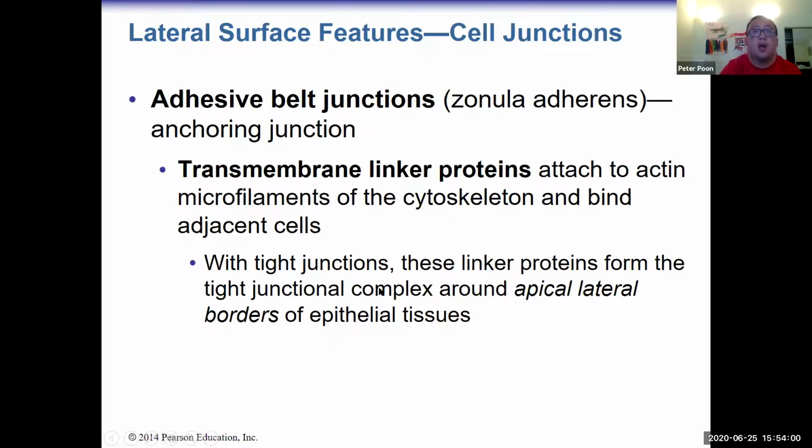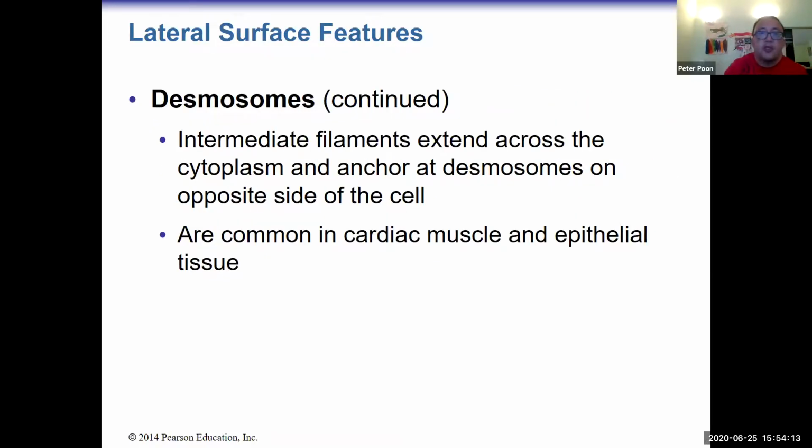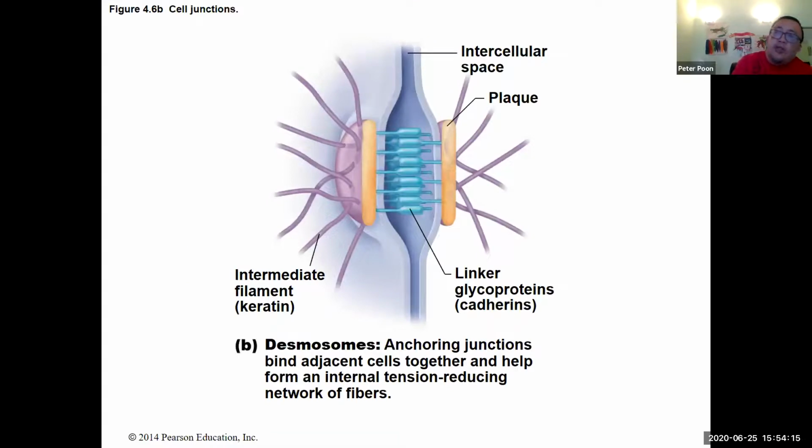The next thing I want to talk about are desmosomes. Desmosomes are the main junctions for binding cells together. So these are desmosomes. They work kind of like rivets.